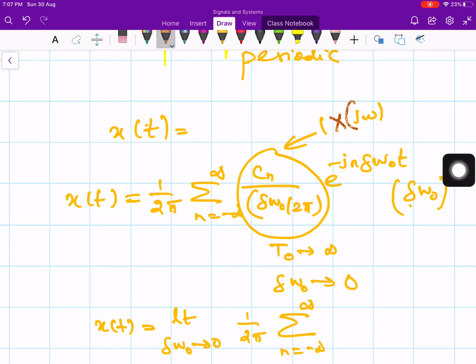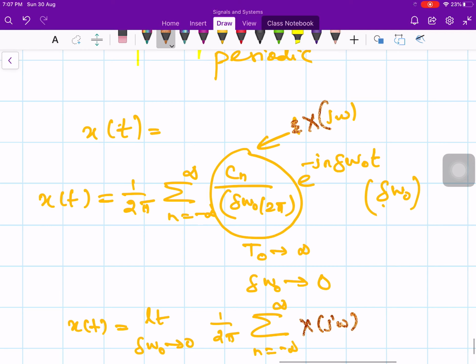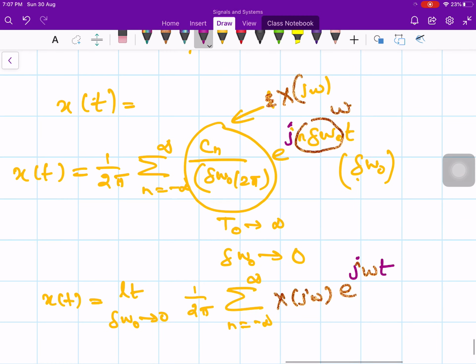X of j omega times e to the j n omega naught t, we said omega, so e to the minus j omega. I'm sorry, there is no minus here, I wrote it wrongly. Originally there is no minus, it is a synthesis formula. e to the j n omega naught t and j omega t times delta omega.